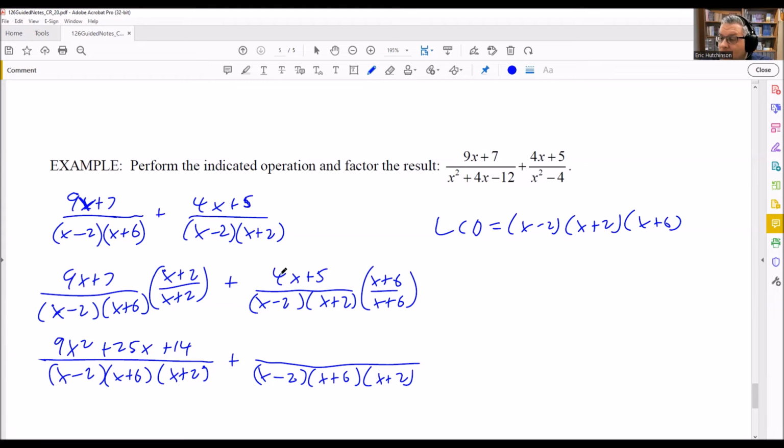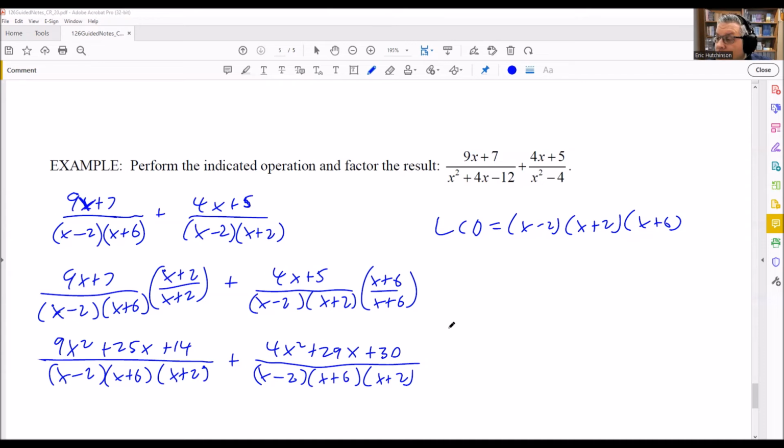On top, we multiply this. 4x times x is 4x squared. And then I have a 24 plus 5 is a 29x plus 30. So I see here that both of these now will have the common denominator that we're looking for.